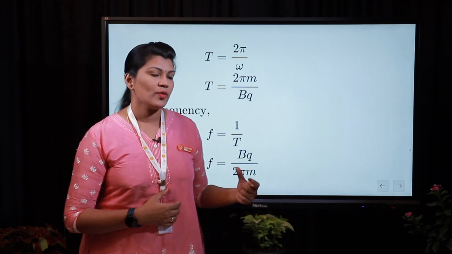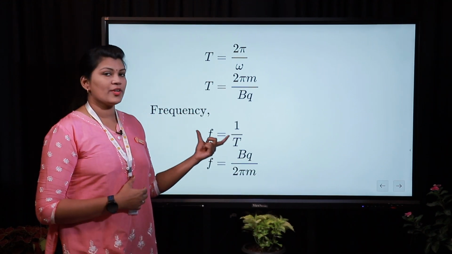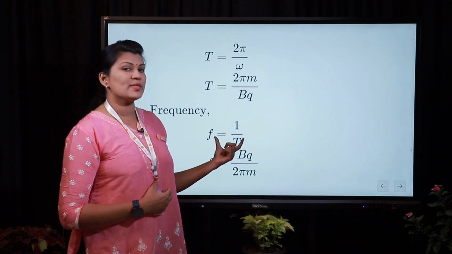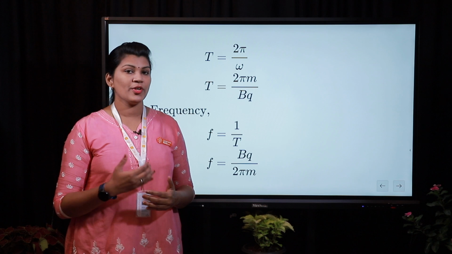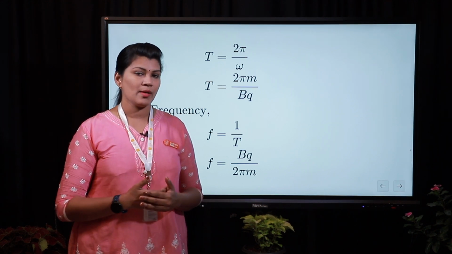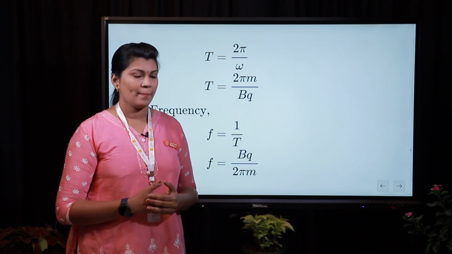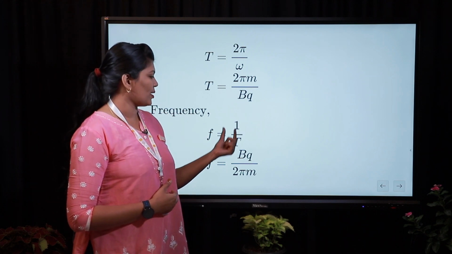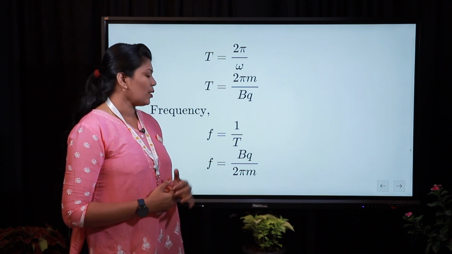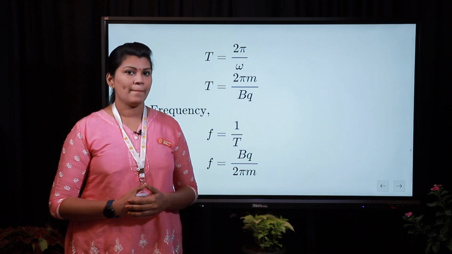Then next, about the frequency. Frequency is equal to 1 by T. Here we know there is a relationship between the frequency and time period. Frequency means the number of rotations that the charged particle can complete in one unit time. So f is equal to 1 by T. Substituting T here, we will get f is equal to bq divided by 2 pi m.